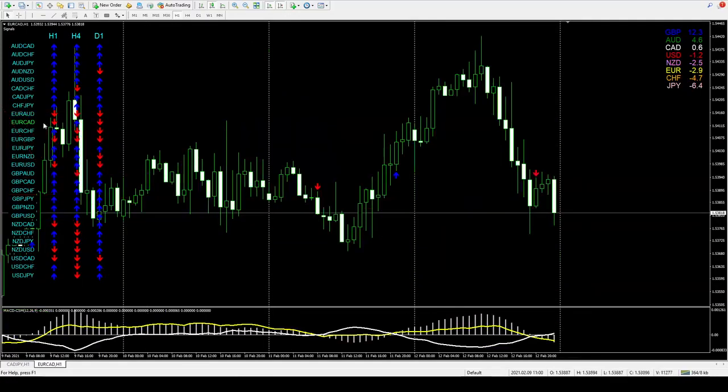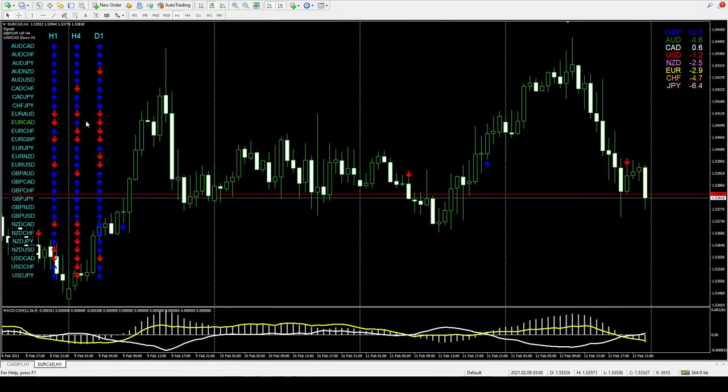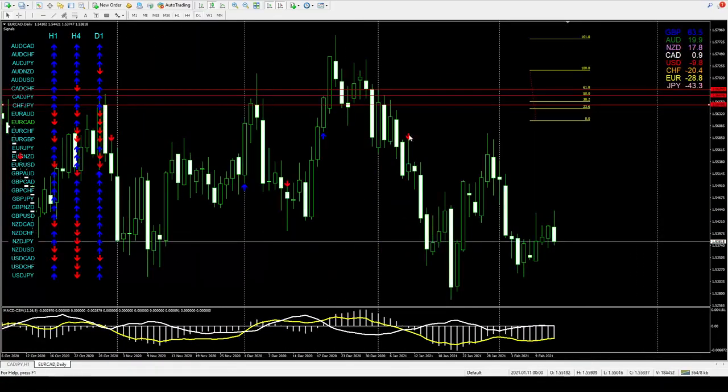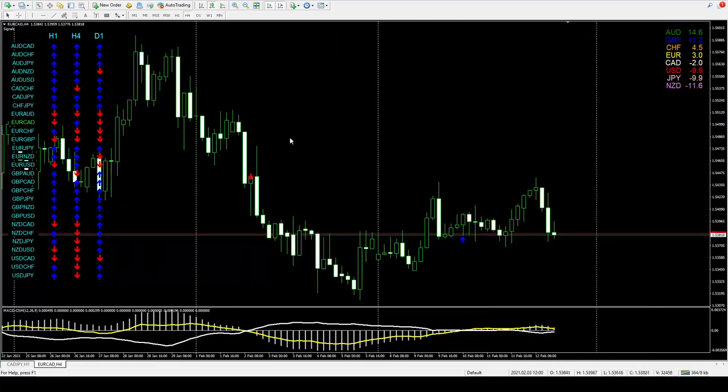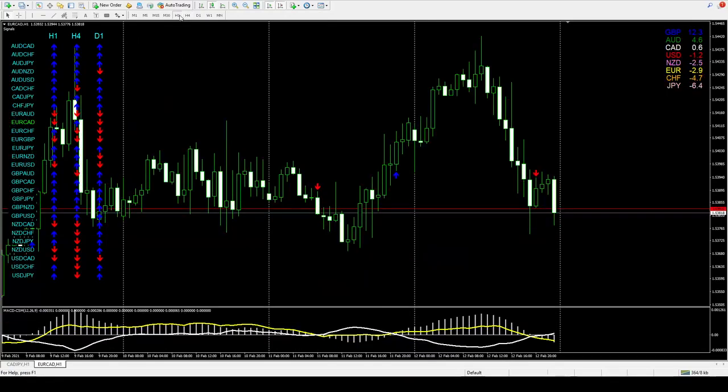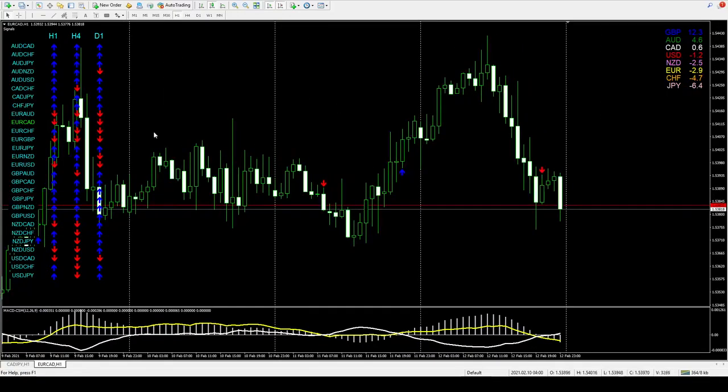So let's go for the next signal, the EUR CAD. As you can see, EUR CAD from D1 is a sell. On H4, it was a buy this week. So unfortunately, there is no trade for EUR CAD this week.